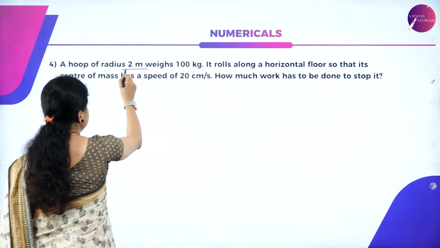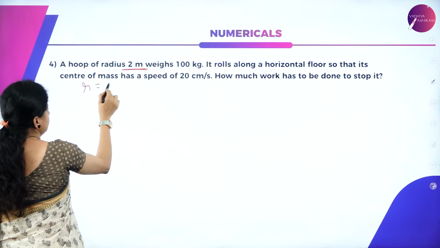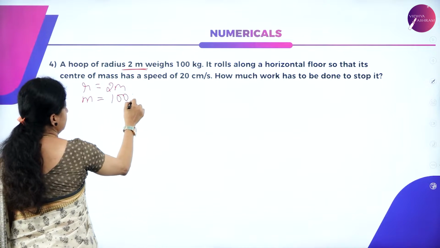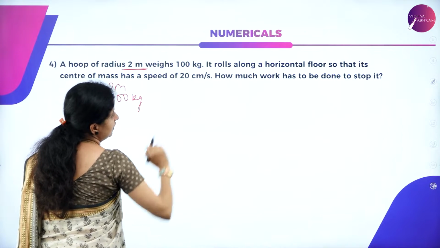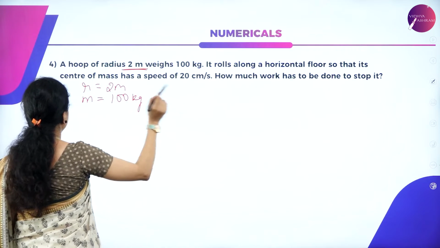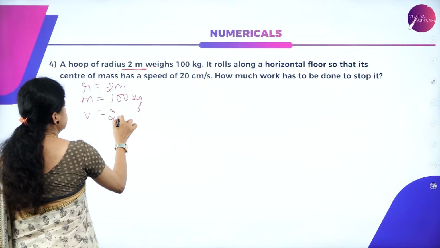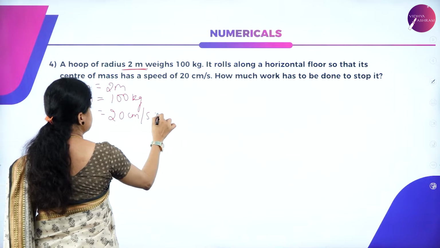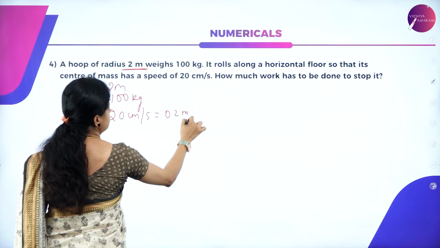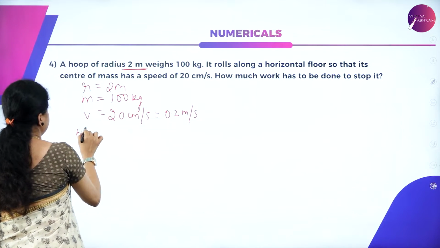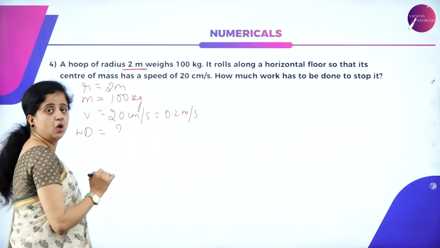A hoop of radius 2 meter. So the radius of the hoop is 2 meter. It weighs 100 kg, that is M is equal to 100 kg. It rolls along a horizontal floor so that its center of mass has a speed of 20 centimeter per second, which is nothing but 0.2 meter per second. How much work has to be done to stop it? We have to find out the work done to stop the hoop.